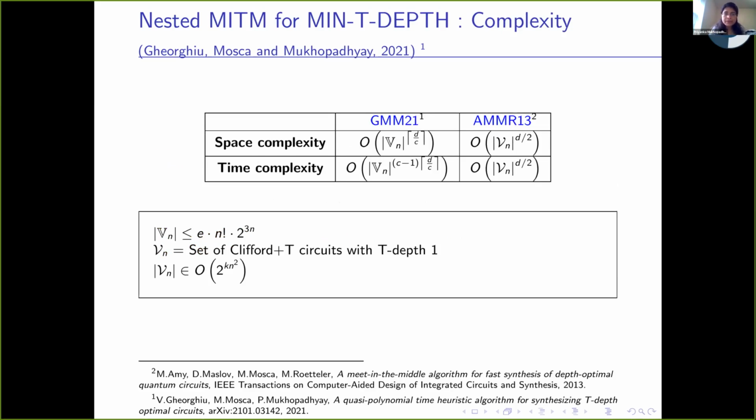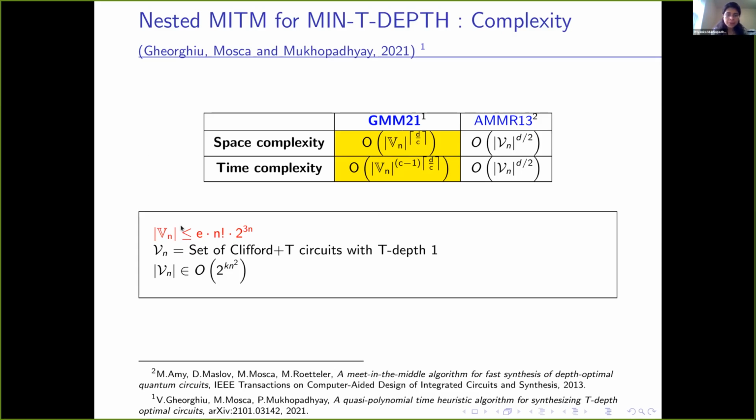And this is the comparison of the complexity of our algorithm with the previous best, given by Amy, Maslov, Mosca, and Roetteler. So we see that both algorithms have dependence on the T depth in the exponent. But where it differs is in the base. In our case, the base is the special set of unitaries which has cardinality n factorial times 2 to the power 3n. For AMMR, the base is the set of Clifford plus T circuits with T depth 1, and this has cardinality 2 to the power kn squared. This introduces a significant difference in the complexity between these two algorithms.